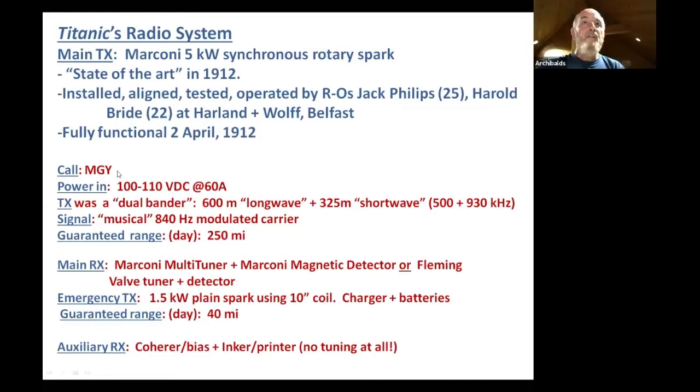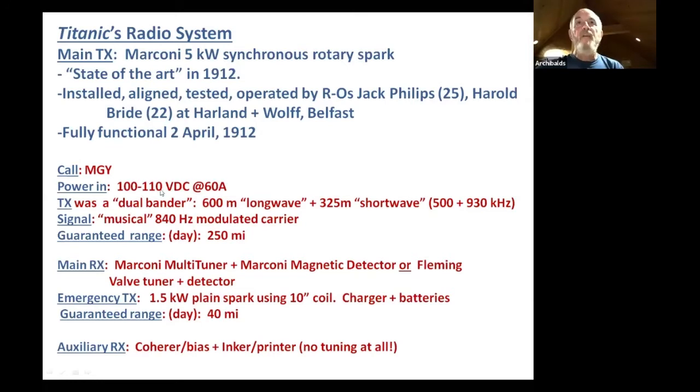So the Titanic had the call MGY. I should say that Marconi had a monopoly on radios, at least out of Great Britain at the time. So all Marconi radios started with M, or all the stations on the ships and on shore.